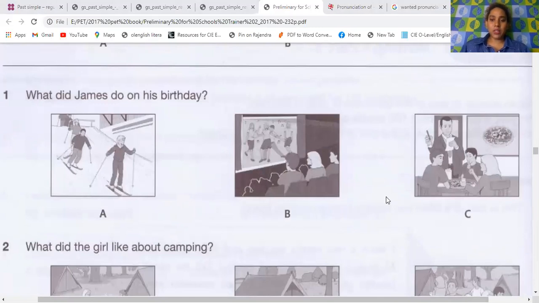C. I thought it's B. Yes, promise. The answer is C. Let's check. I can't remember.